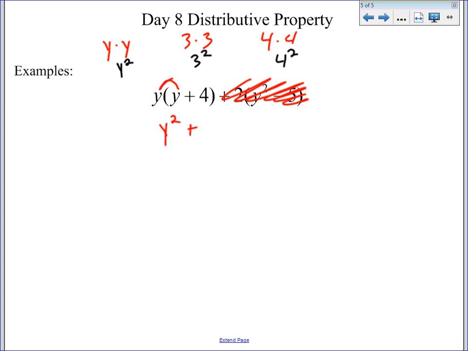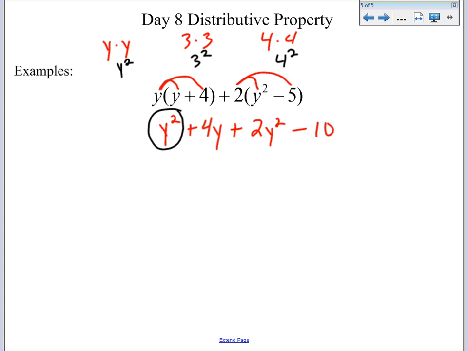Plus y times 4, we're going to put 4y. Be careful, use proper notation. We don't want to see y4. Make sure you use the commutative property to switch it over. And now we're going to look at the second half. We have 2 times y squared, which gives us 2y squared, minus 2 times 5 to get 10. Now we circle each term and the sign out in front of it.